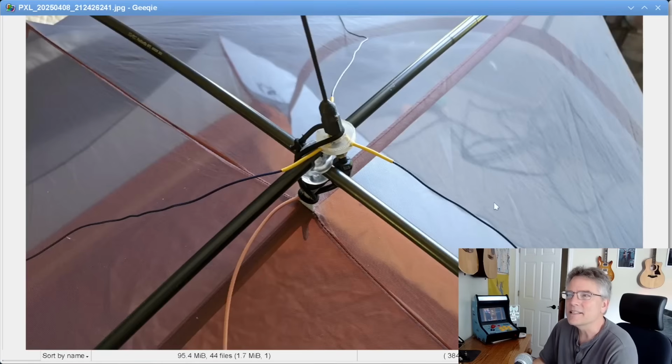So this is that system on the tent here. And I'm actually liking the three radial system. It's just less complex. I think we're getting gain in all directions here. Fits on the tent really well. And, you know, I can run this RG174.